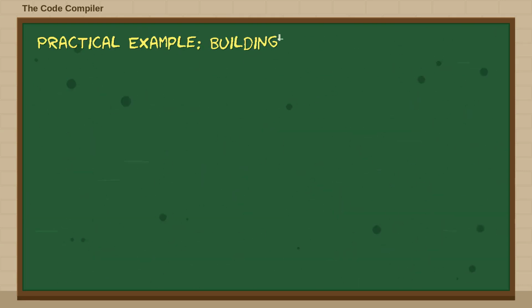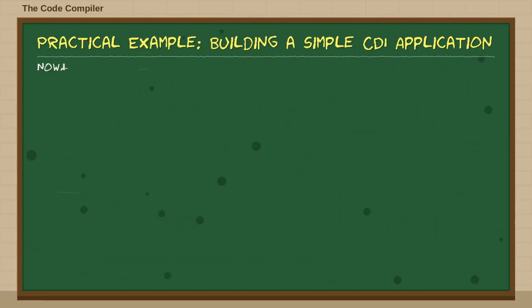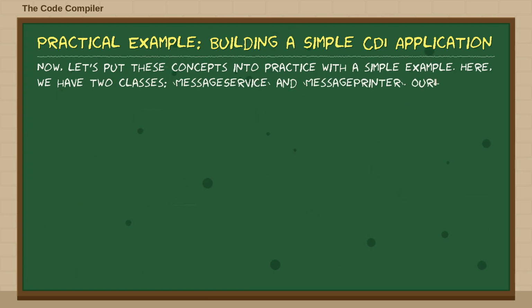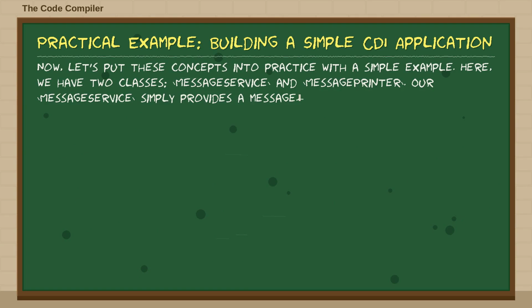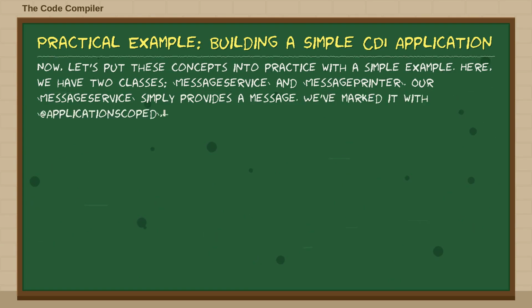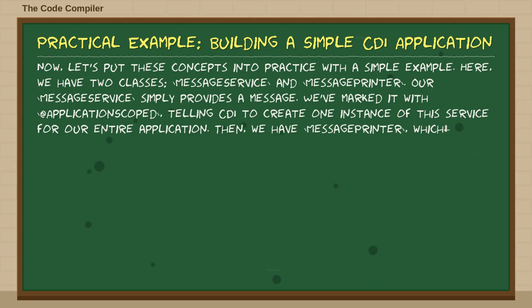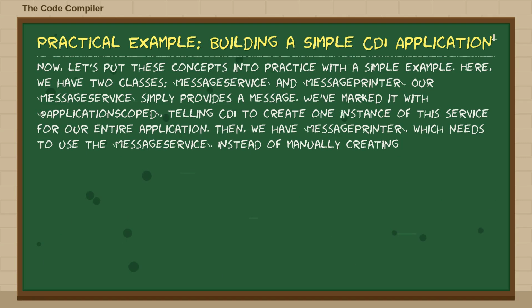Now, let's put these concepts into practice with a simple example. Here, we have two classes, MessageService and MessagePrinter. Our MessageService simply provides a message. We've marked it with @ApplicationScoped, telling CDI to create one instance of this service for our entire application. Then, we have MessagePrinter, which needs to use the MessageService.